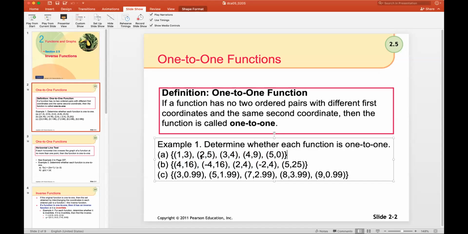And then B, you see that (4, 16) and (-4, 16). These two guys have the same second but different first. So then this is not a one-to-one function. So this set doesn't have an inverse function. It means that when you interchange the x coordinate and y coordinate, that's not going to be a function. The set obtained by interchanging x coordinate and y coordinate will not be a function, cannot satisfy the definition of function.